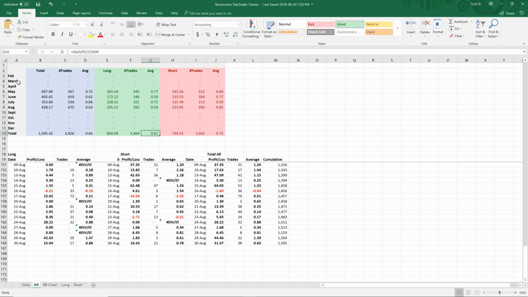I do have the data for April, March, and February, but I have to manually go through and add in the market factor, and it's quite time consuming. So I just haven't done it yet, but I'll do it eventually. But I expect the results are going to be pretty consistent, where we're kind of in that 0.6 to 0.7 RR average and around 400 total RR for the month.